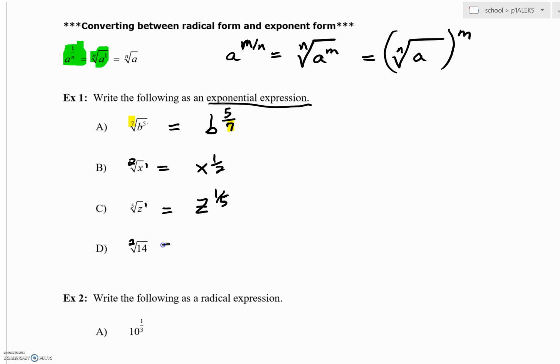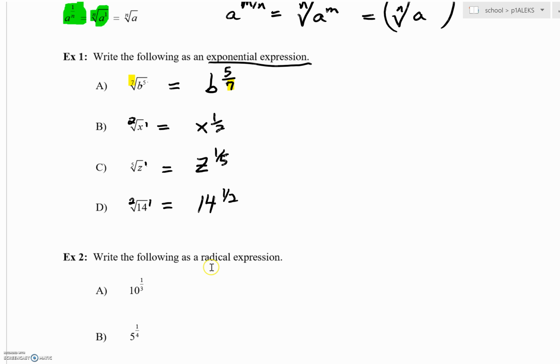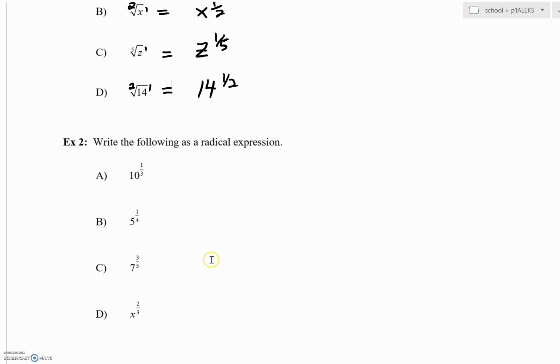Here we go with our last one. We've got a 2 inside. Again, a square root always is understood to be written that way. So as an exponent, this would be 14 to what power? 14 to the 1 over 2. It's always understood to be raised up to the 1. Okay? So problems like that, hopefully you can go very fast.